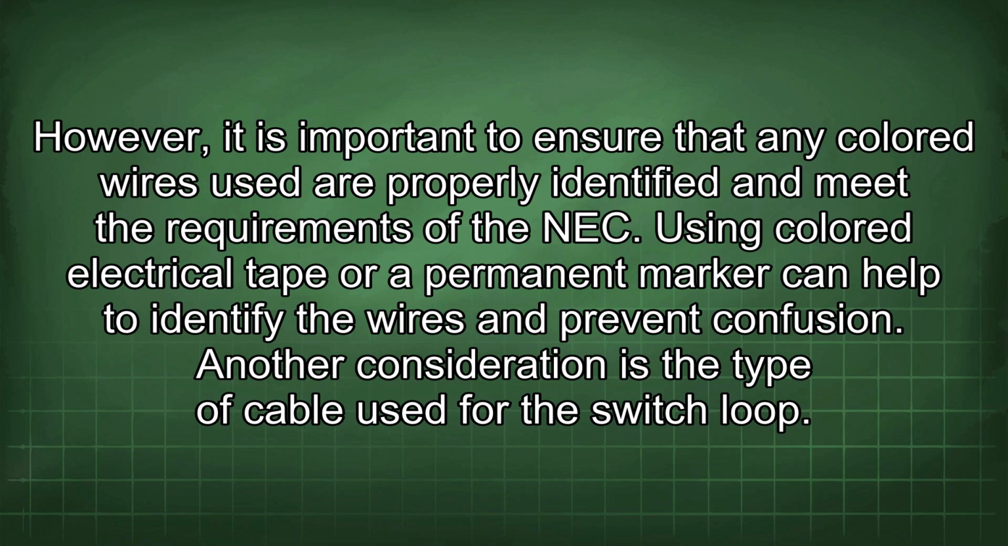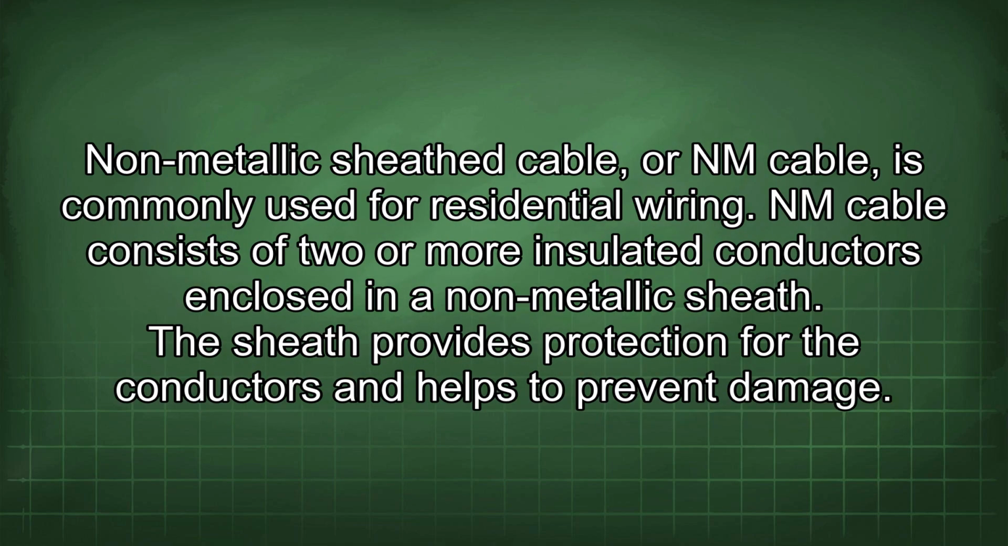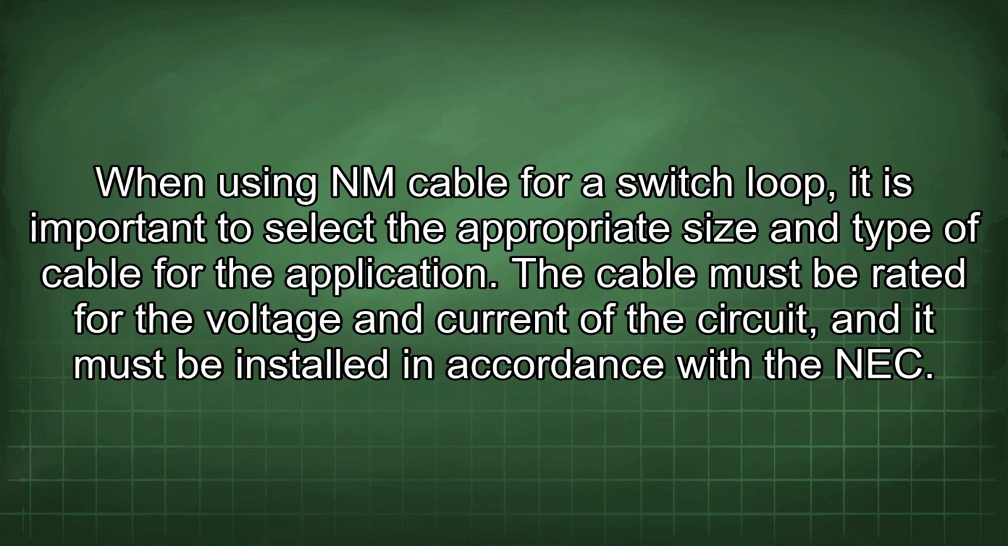Another consideration is the type of cable used for the switch loop. Non-metallic sheath cable, or NM cable, is commonly used for residential wiring. NM cable consists of 2 or more insulated conductors enclosed in a non-metallic sheath. The sheath provides protection for the conductors and helps to prevent damage. When using NM cable for a switch loop, it is important to select the appropriate size and type of cable for the application. The cable must be rated for the voltage and current of the circuit, and it must be installed in accordance with the NEC.